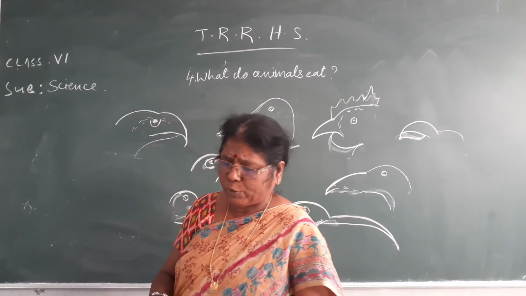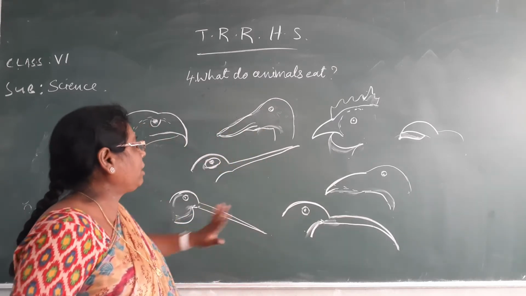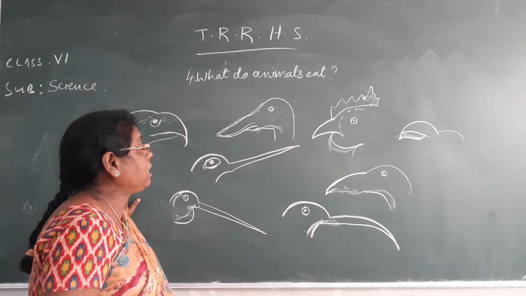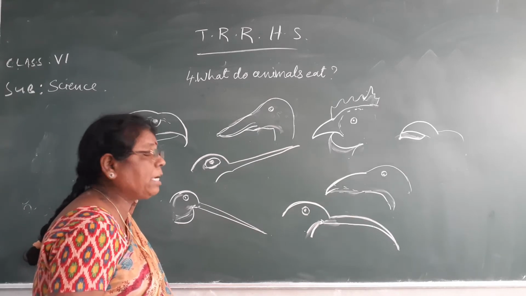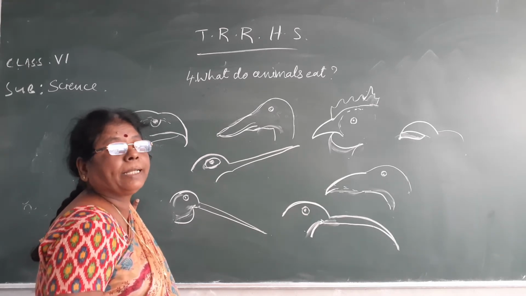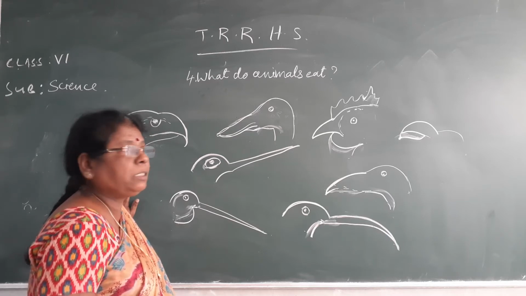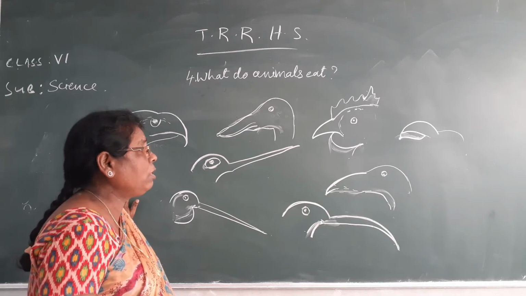So different animals have different types of beaks. You are seeing here different shapes for the birds. Why are these shapes different for the birds? Different birds have different shapes, as you are seeing here, because of the type of food which they are taking. For that purpose, they have different shapes to take the food, isn't it?